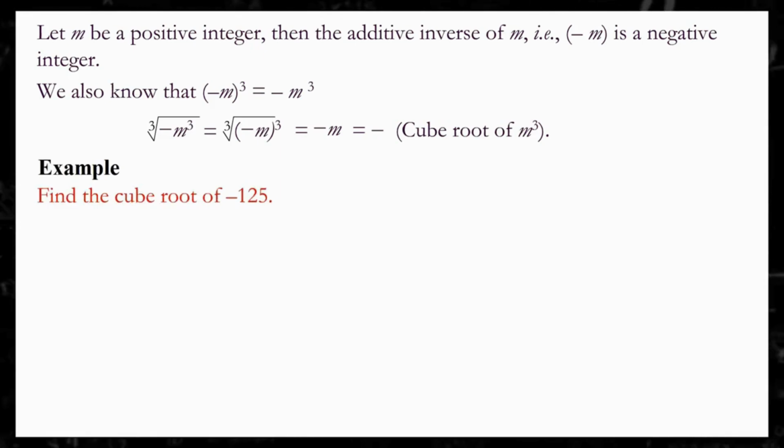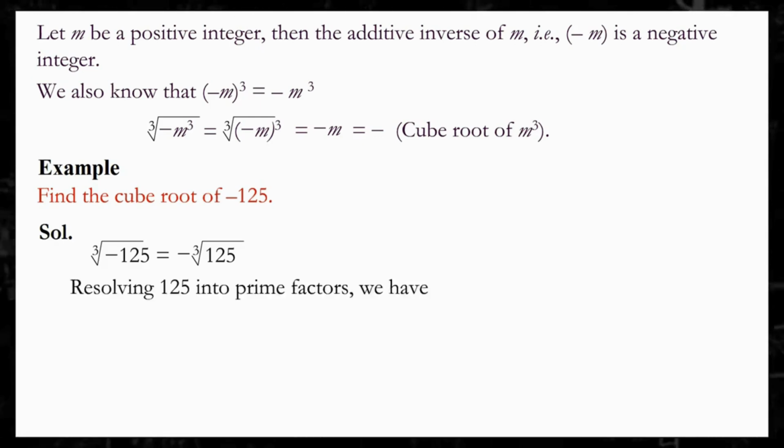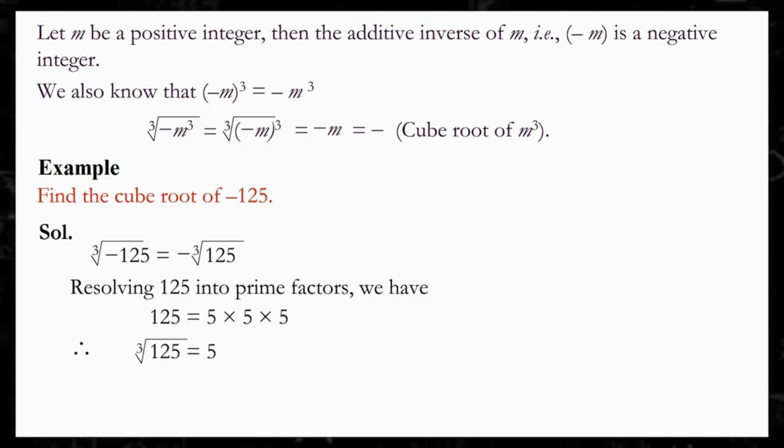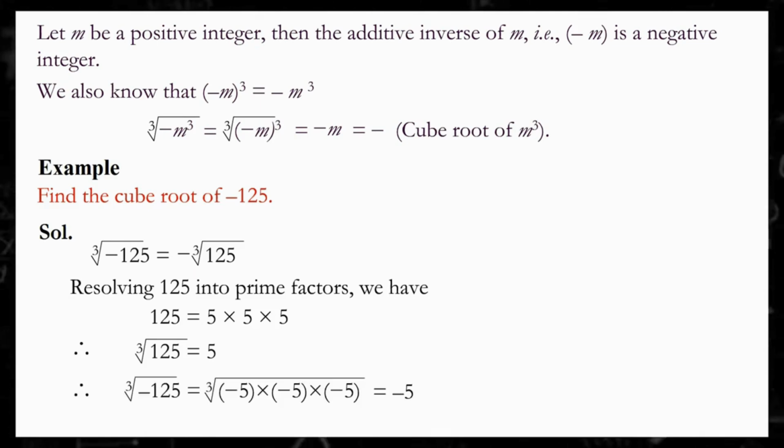Example. Find the cube root of minus 125. Solution. Cube root of minus 125 is equal to minus cube root of 125. Resolving 125 into prime factors, we have 125 is equal to 5 into 5 into 5. Therefore, cube root of 125 is equal to 5. Therefore, cube root of minus 125 is equal to cube root of (minus 5) into (minus 5) into (minus 5), which is equal to minus 5.